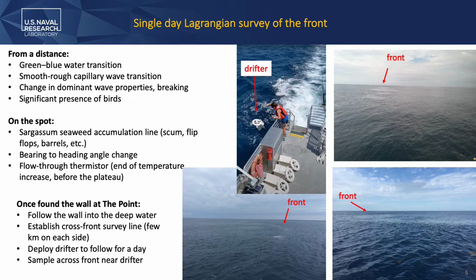Either way, once we found it, we would drop a drifter into it, which we would use as a sort of an anchor for the survey. And then throughout the day, we would survey across the front at the location of the drifter, turning this survey into a one-day-long Lagrangian survey of the front.